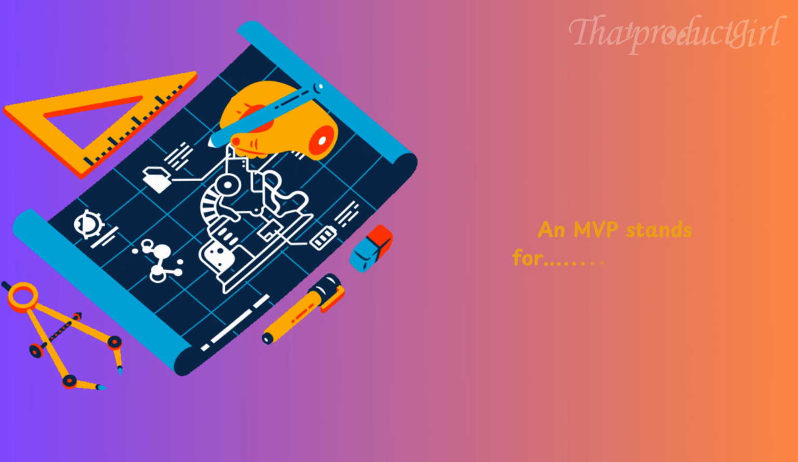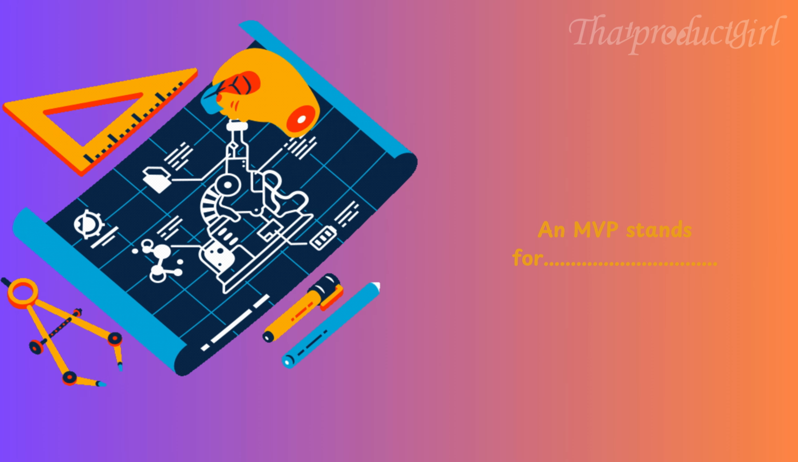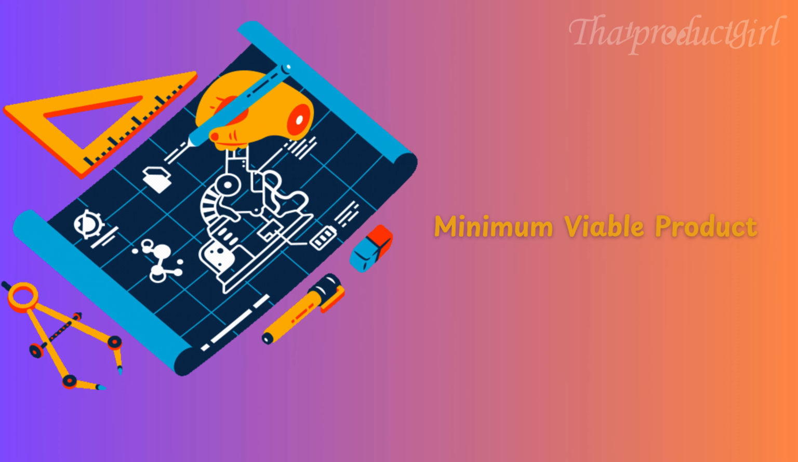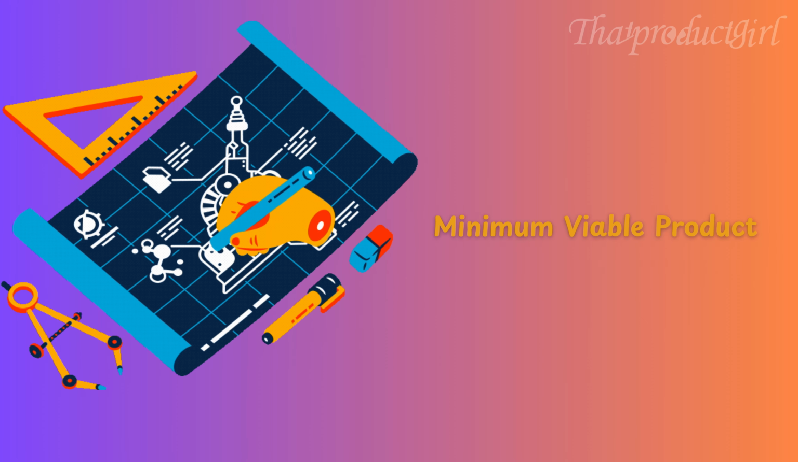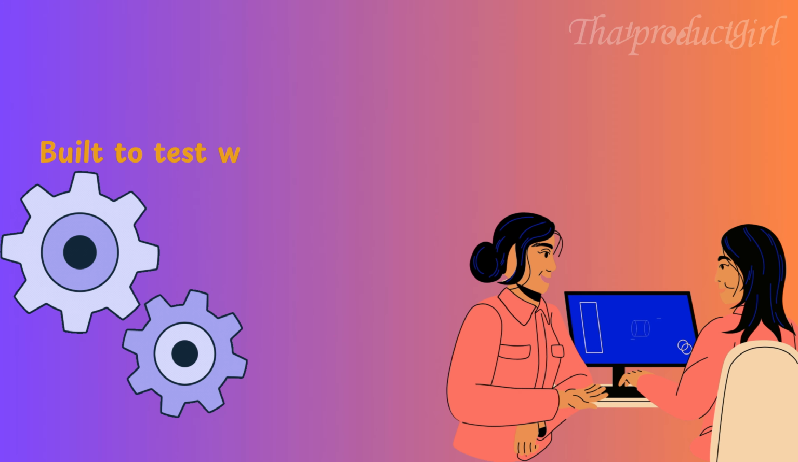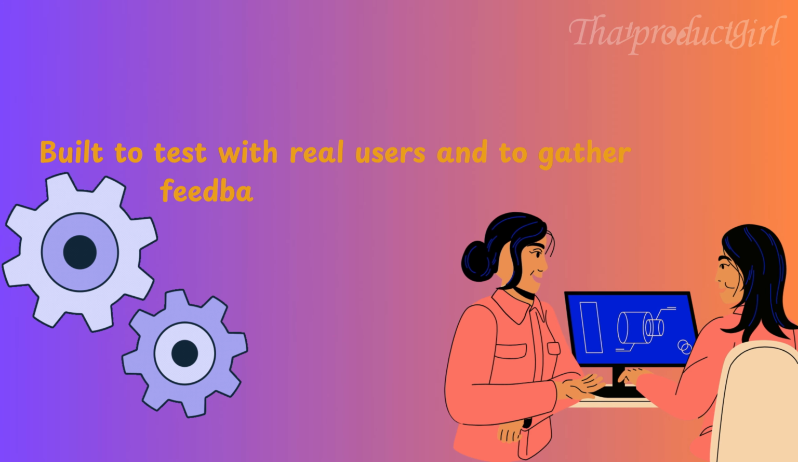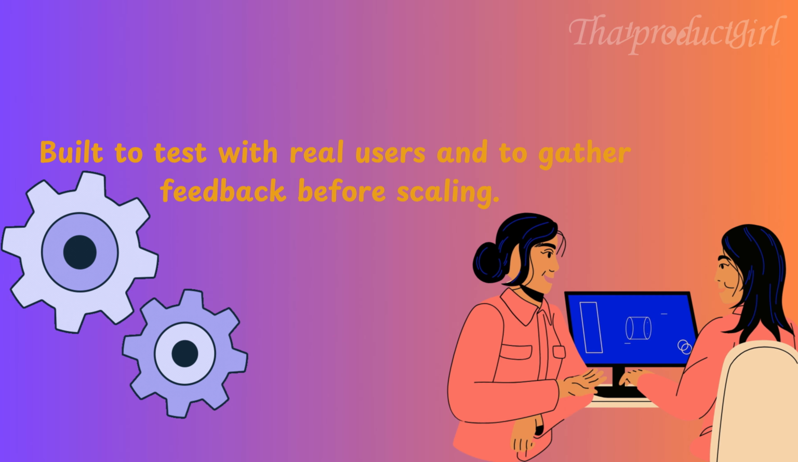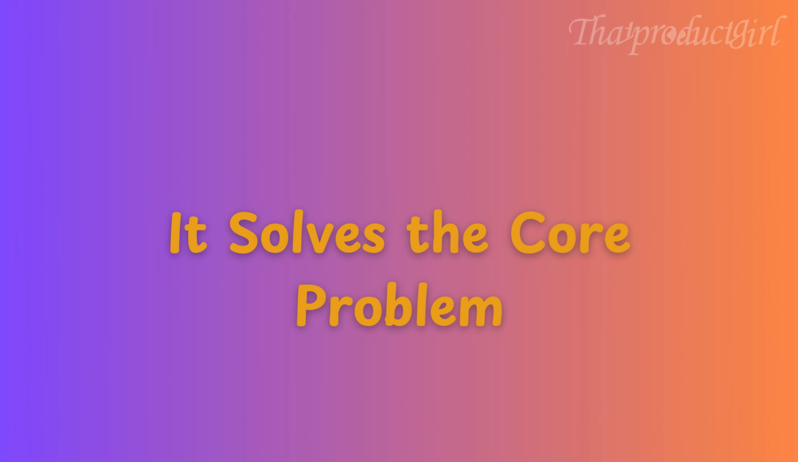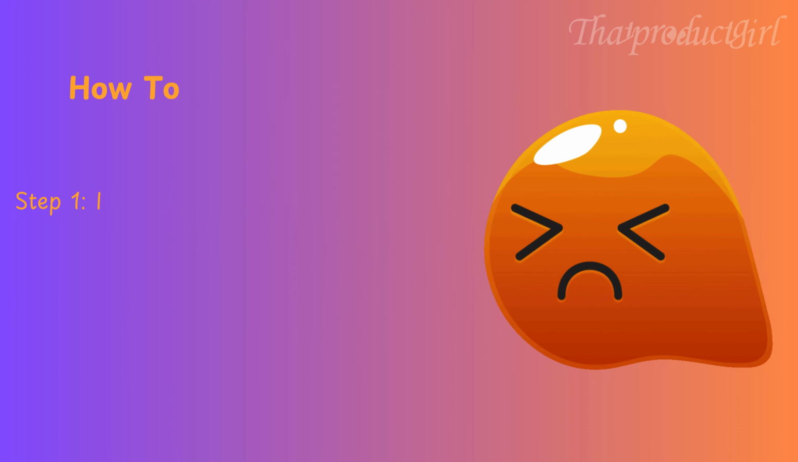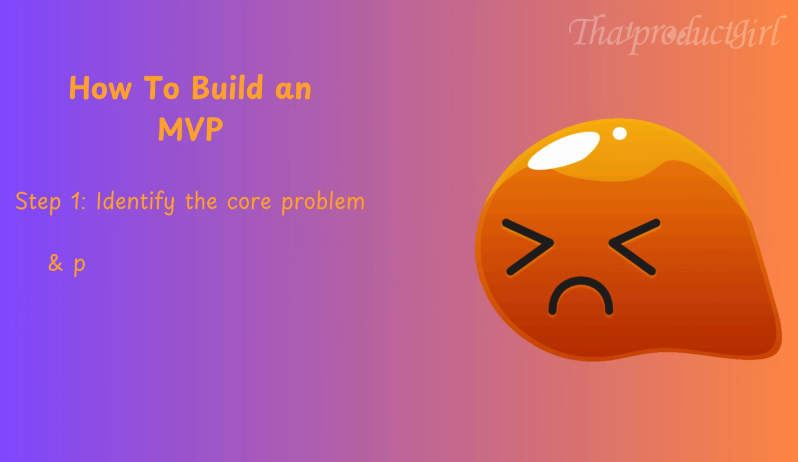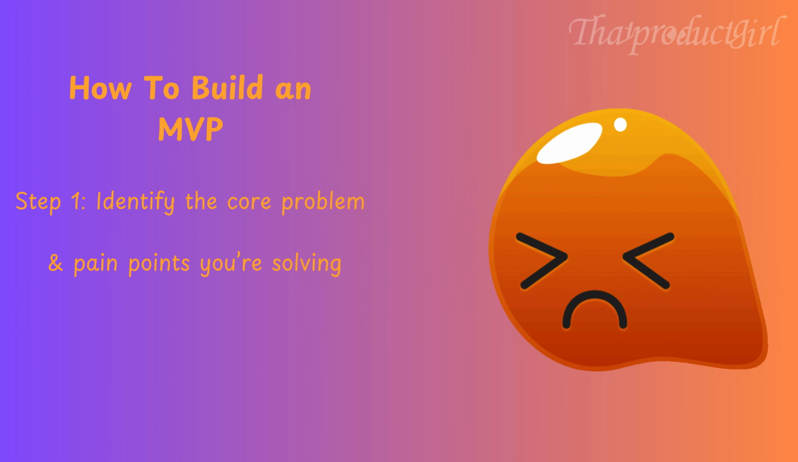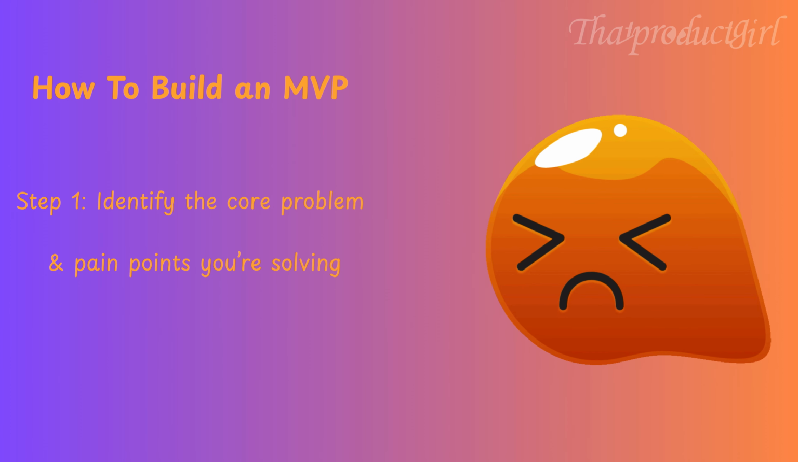An MVP stands for Minimum Viable Product, which is the simplest version of a product that solves a core problem, built to test with real users and to gather feedback before scaling. And it stands out because it solves the core problem. How to build an MVP. In this part, I'll be taking you through 4 steps in building an MVP.